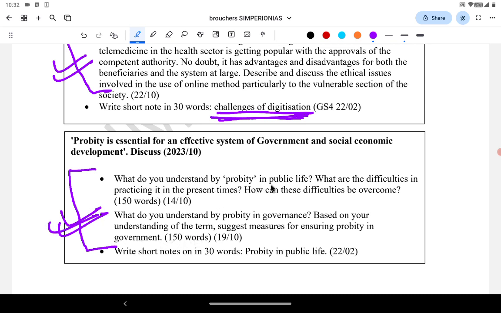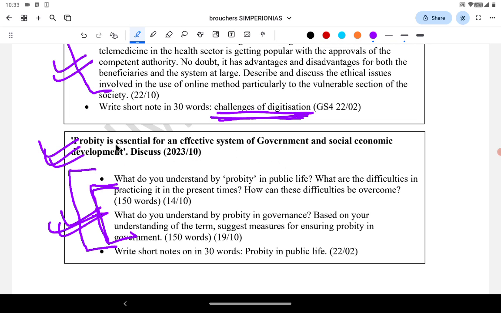What do you understand by probity in public life? What are the difficulties in practicing it in the present times? How can we overcome these difficulties? What do you understand by probity in governance? Based on your understanding of the term, suggest measures for ensuring probity in government. These are the same, but by these 3 questions you can identify the probity topic is important.